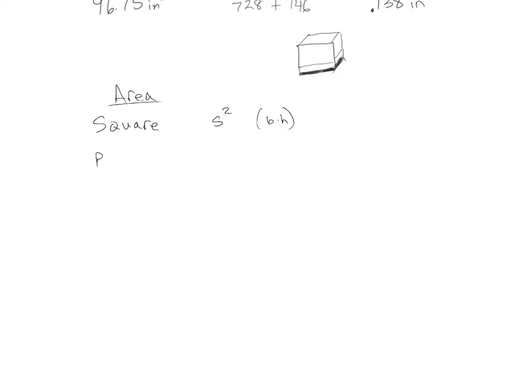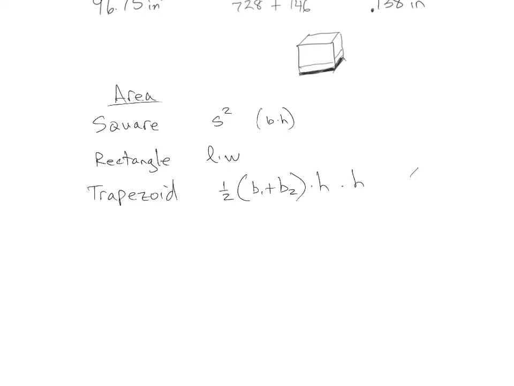And you have a rectangle, which is length times width, or base times height. It doesn't matter how you say it. And you have a trapezoid. You probably have forgotten what that is. The area of a trapezoid is 1/2 times base 1 plus base 2, the top and the bottom bases, and then times the height of the actual figure.